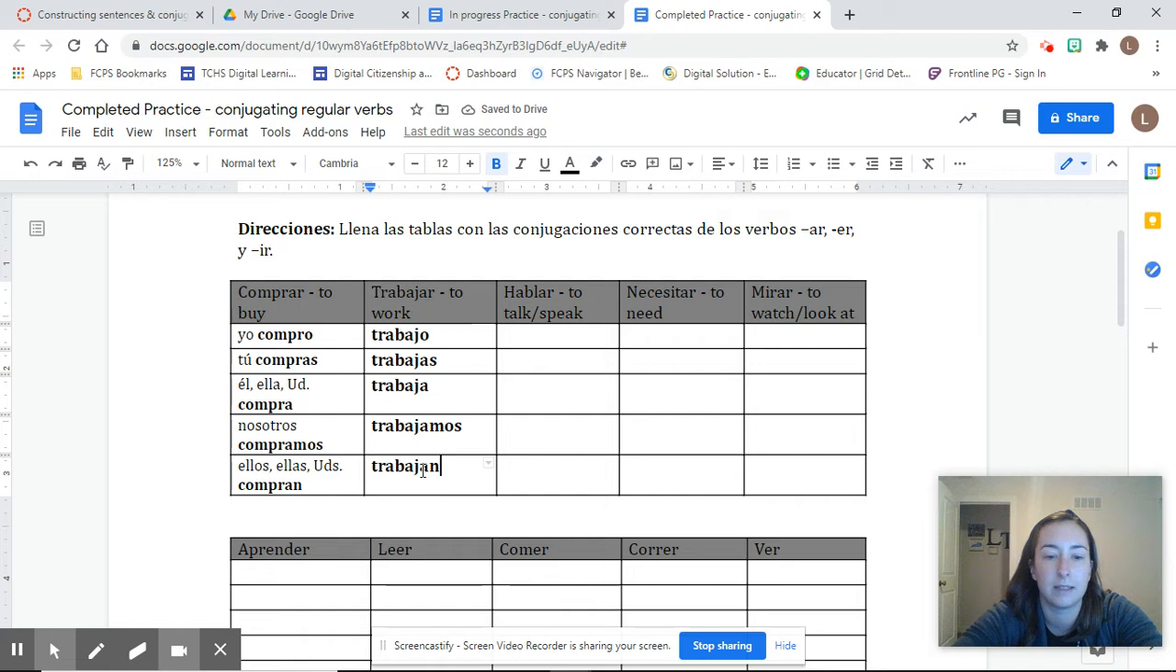So again, you see the stem is the same through all of these, and the ending is the same as your other AR verbs. The endings are all the same. O, as, a, amos, an. Hablar, yo hablo. Tú hablas. Él, ella, usted habla. Nosotros hablamos. Ellos, ellas, ustedes hablan.